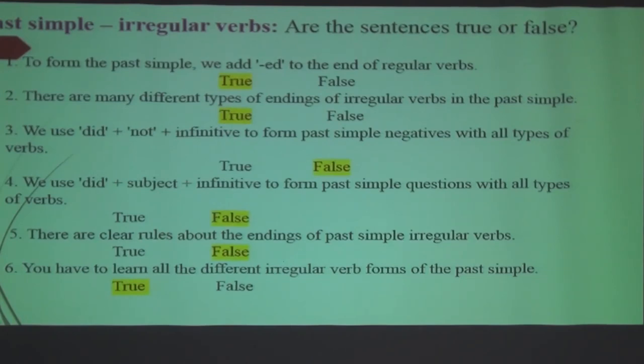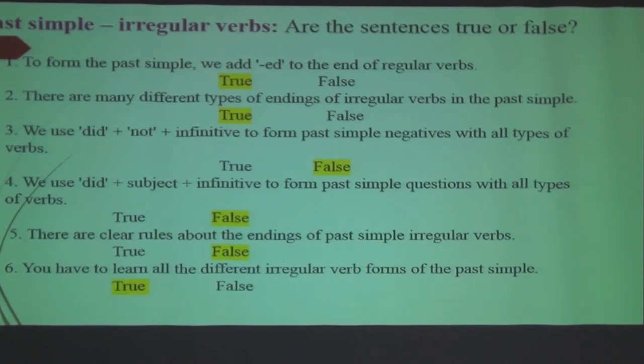So for the first one, to form the past simple, we add ed to the end of regular verbs. Regular verbs, yes, we add ed, so it's true. For number two, there are many different types of endings of regular verbs in the simple past. What do you think? Yes.